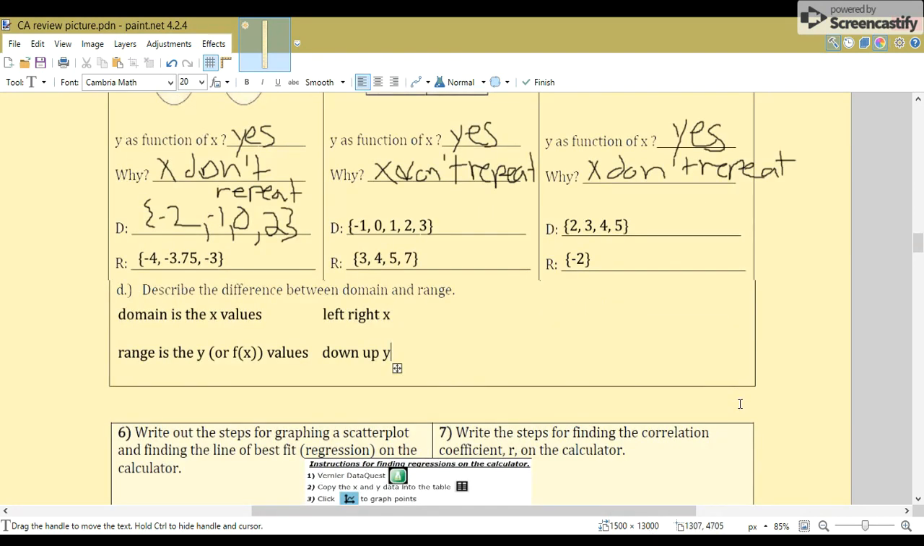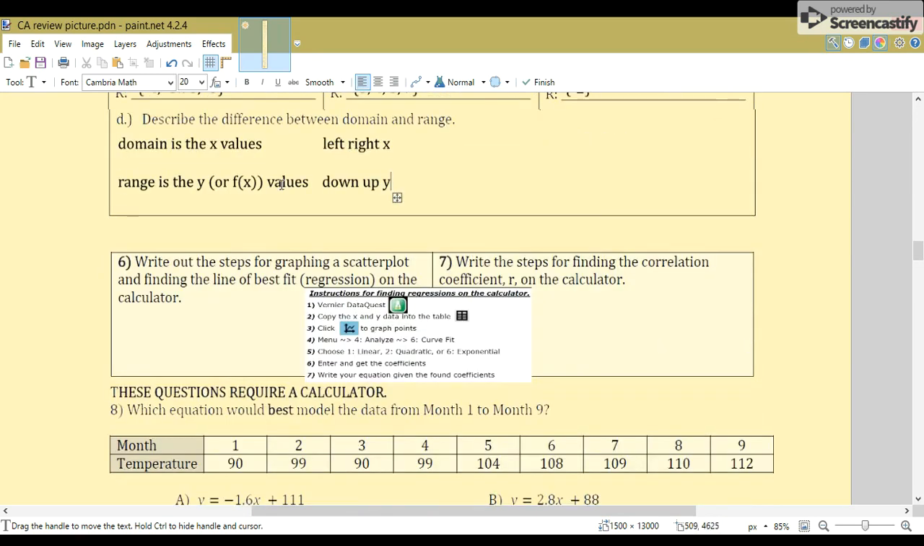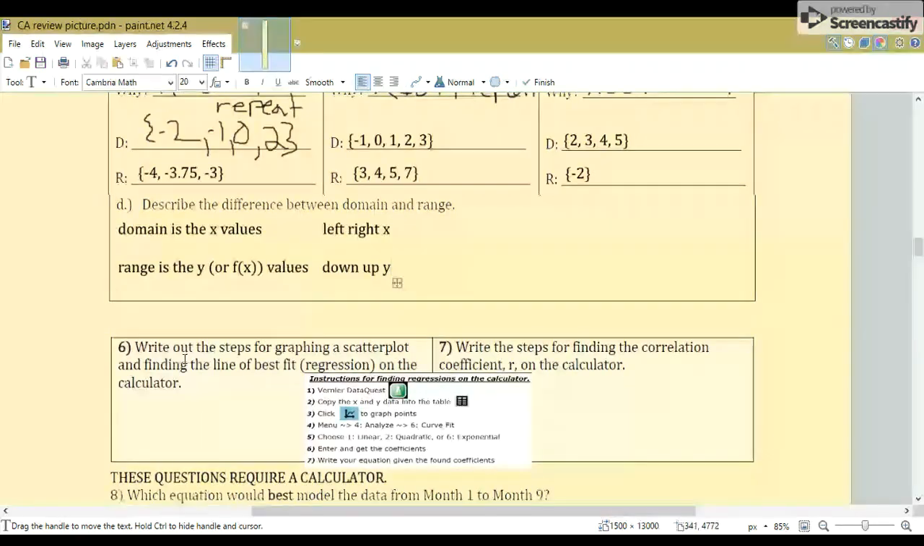Okay, let's go to the next page. Number 6. Write out the steps for graphing a scatter plot and finding the line of best fit regression on the calculator. So if you recall from your easy breezy calculator crash course and the notes, we have our steps for finding regressions in the calculator.